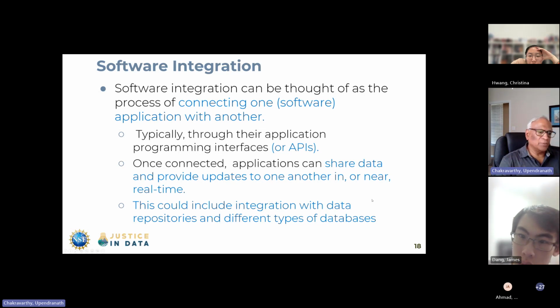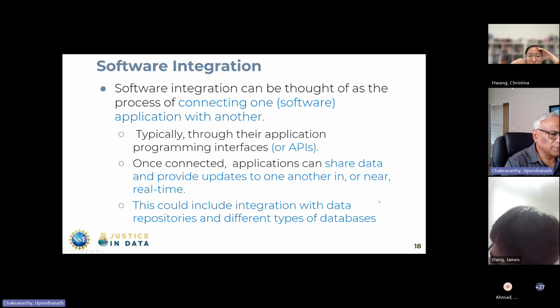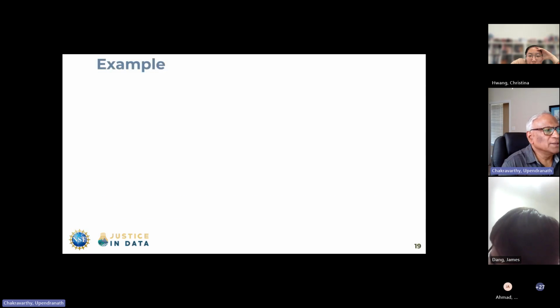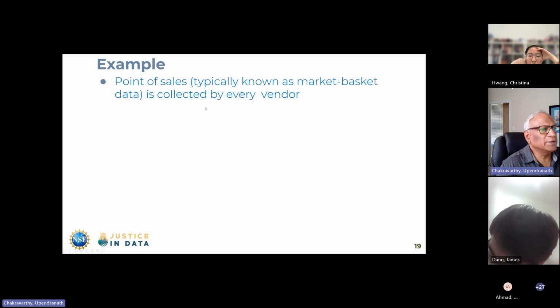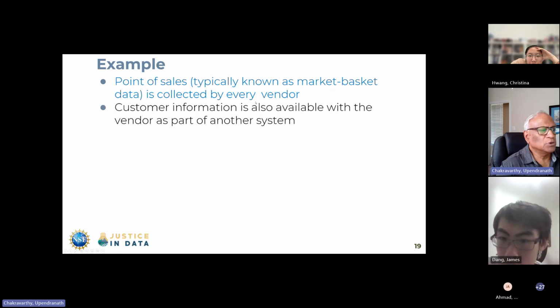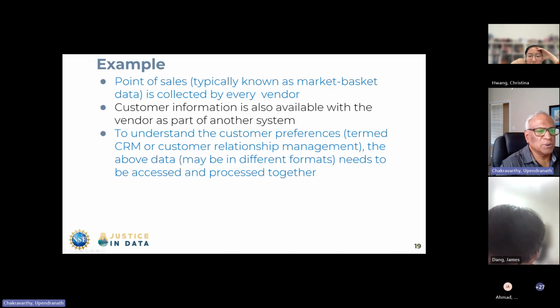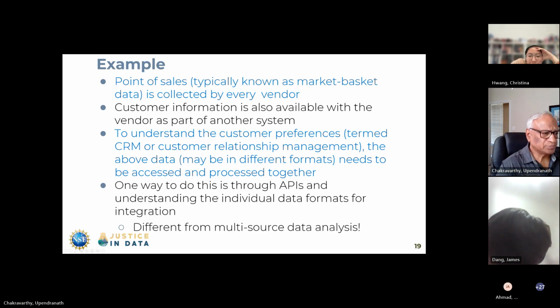So you can sort of connect them as if you are connecting two devices, and one application can consume data generated by another application and process and do whatever it's supposed to do. So here's an example. You have points of sales data, typically known as market ware, collected by every vendor. You also have customer information that is available with the vendor. To understand the customer preferences, the above data may be in different form and needs to be accessed and processed together. One way is to do this through APIs and understanding the individual data formats.